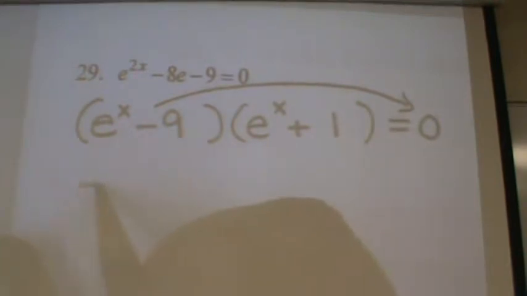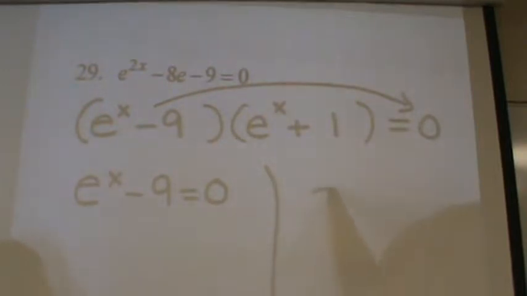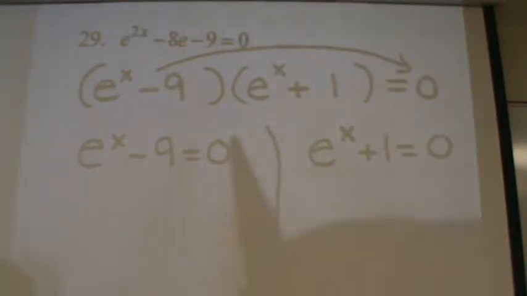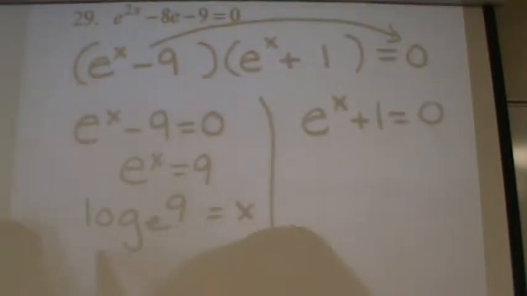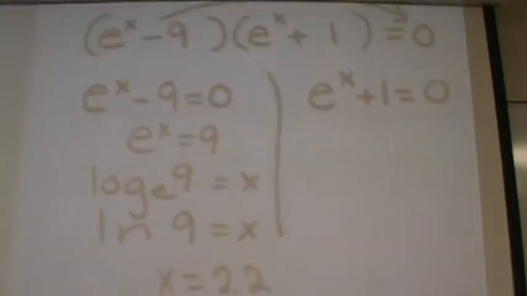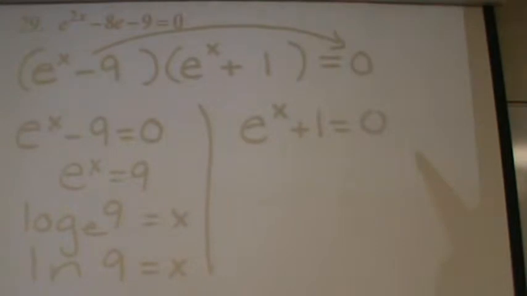Okay, next, what do you do? Set each of these equal to 0. Next, solve. You're going to add 9. And then rewrite it, right? It'd be the log of 9 base e is x, or it'd be ln of 9. So with your calculator handy, type in ln 9 and you get 2.2. The other side, what would you do? Subtract one.